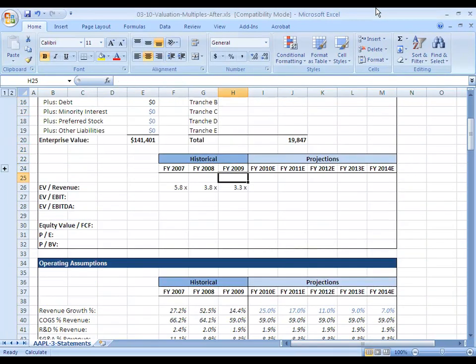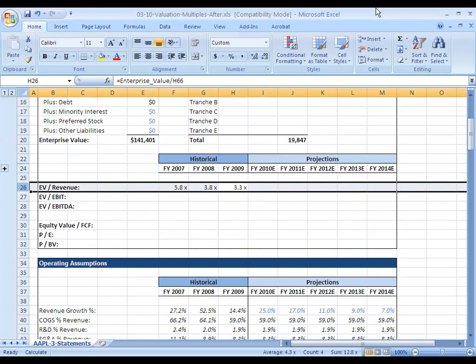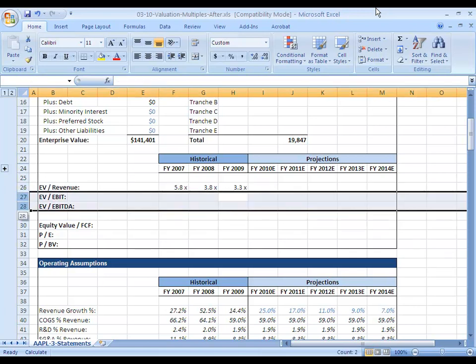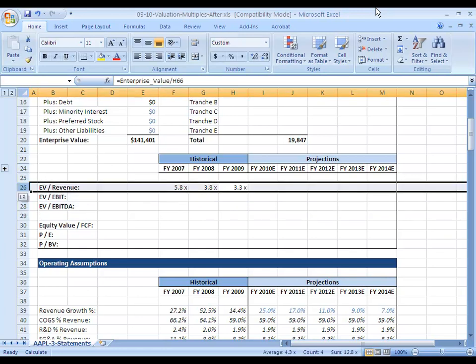Now enterprise value over revenue, this is a very basic multiple. You look at it for a wide variety of companies in different industries, and it just gives you an idea of how valuable a company is in relation to its sales. You don't rely on it. Most of the time you pay more attention to the profitability multiples below it, like EBIT and EBITDA, but you always like to look at it to have a sense of what the company is valued at.